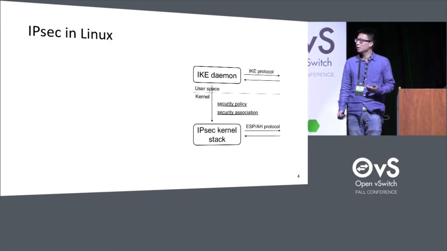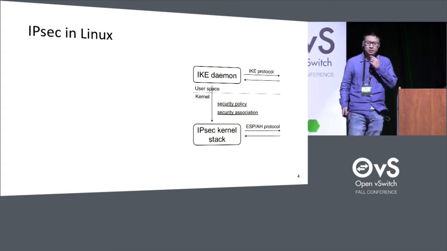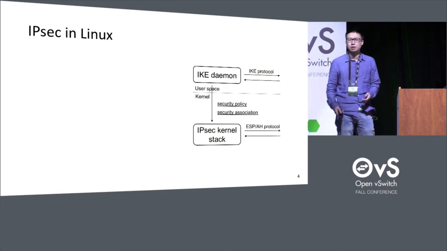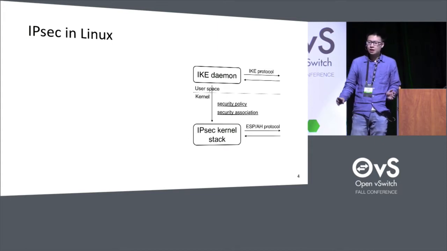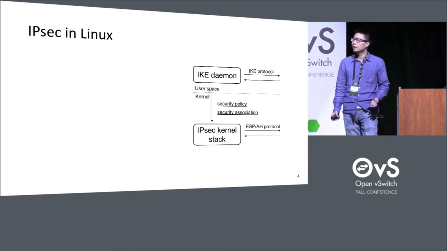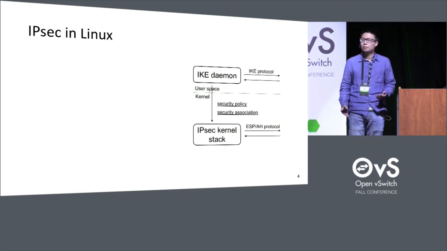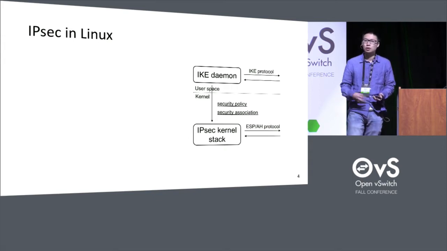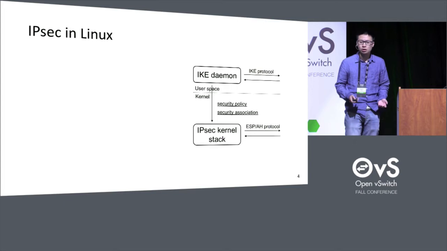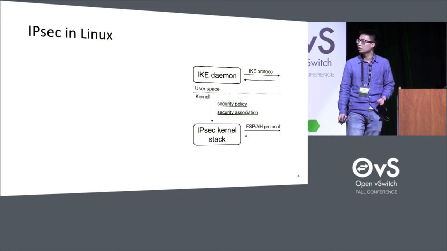Before I talk about how OVS adds the IPSEC support in implementation, I would like to give a little bit more background on IPSEC in Linux. Basically, the IPSEC implementation in Linux comprises two parts. The first part is the IKE daemon. The IKE daemon runs in user space and runs the IKE protocol, and each host has an IKE daemon running. The second part is the IPSEC kernel stack, which runs in the kernel space.